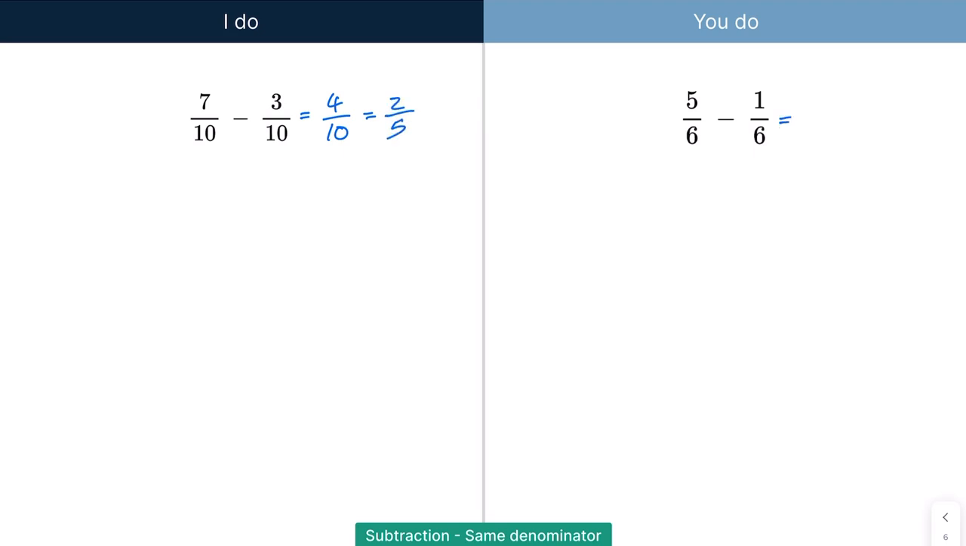Now again, hopefully you've pressed pause and had a go at this. So the denominator stays the same. With the top, we just do 5 minus 1, which is 4. Now in this case, it can be simplified. They're both divisible by 2, so that becomes 2 over 3.